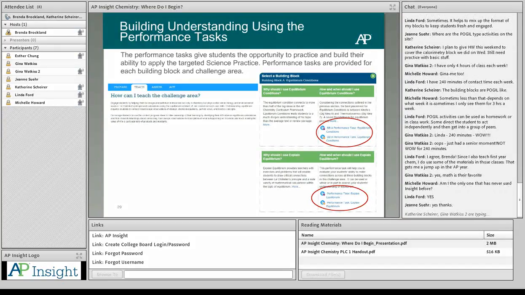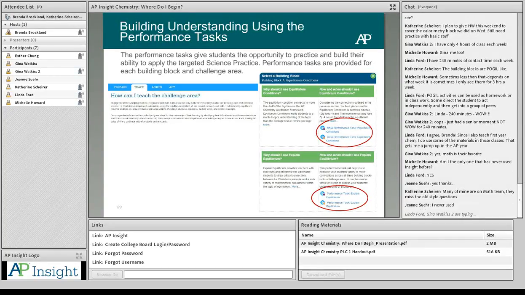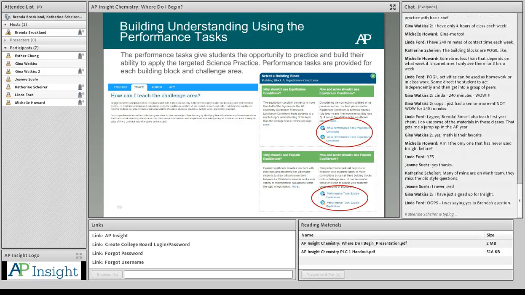You know, Michelle, no, I don't think that you are the only one who's never used Insight before. We're all coming with various degrees of how much we've used the program. I know Linda, I believe, was actually part of trying the documents out, so she's had a little bit more experience with it. And with it being so early in the school year and everything piling up on you so quickly, by no means would we expect you to have already dove in.